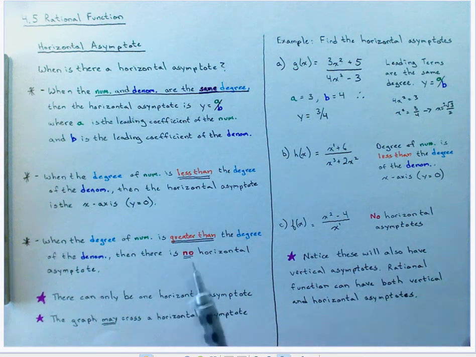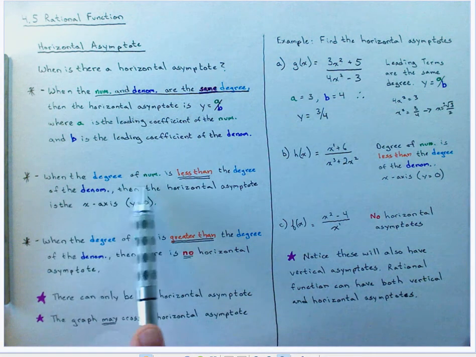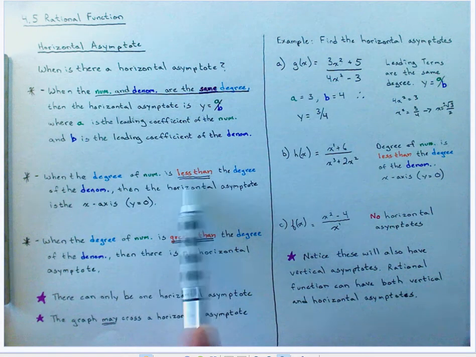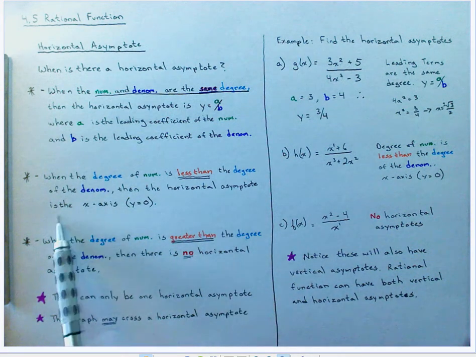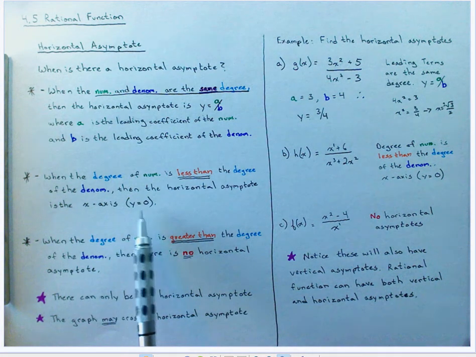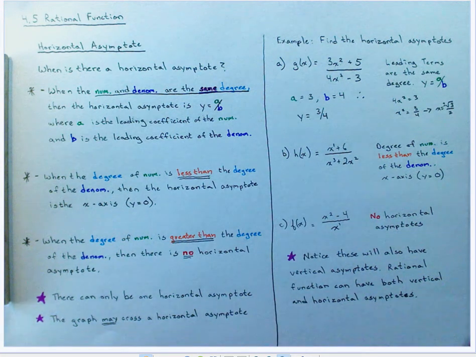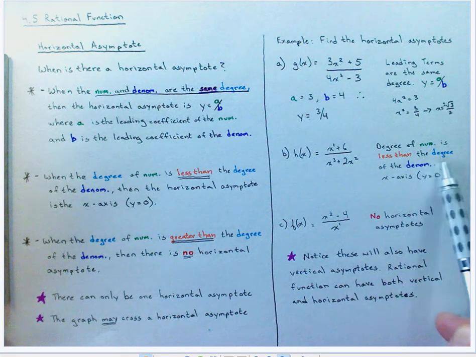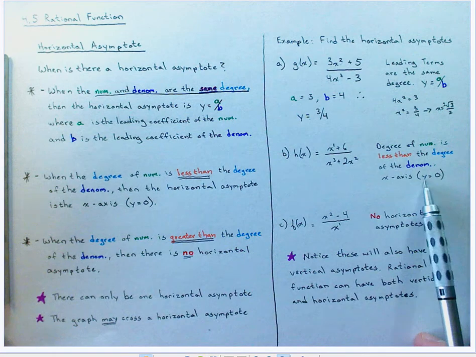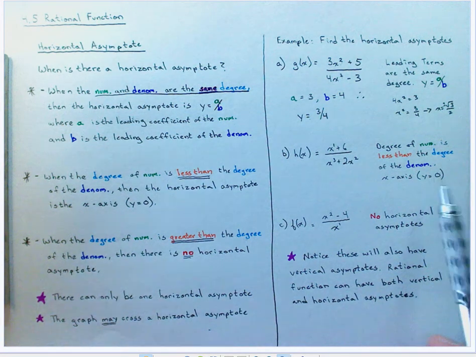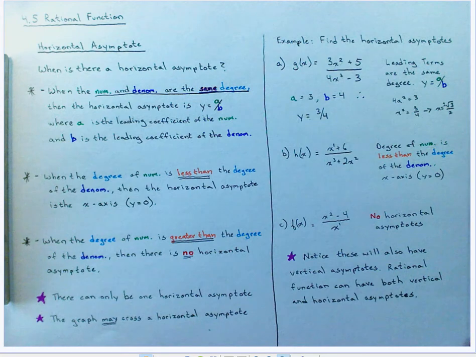Let's look at the next one for horizontal. When the degree of the numerator is less than the degree of the denominator, then the horizontal asymptote is the x-axis, or y equals 0. And that is illustrated in example B in the function h of x. This is the example where the degree of the numerator is less than the degree of the denominator. Therefore, my x-axis, or y equals 0, will be my horizontal asymptote. Let's look at Desmos for this.